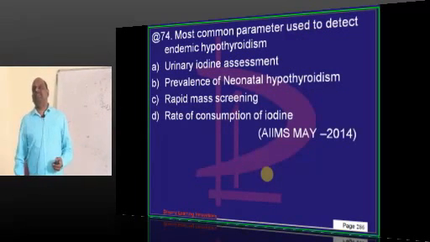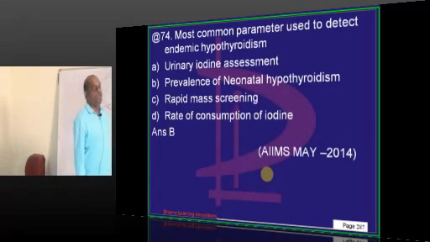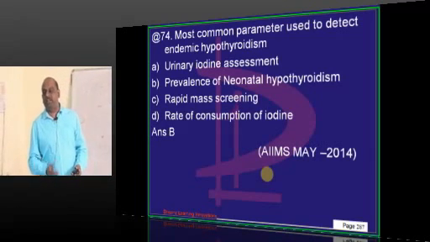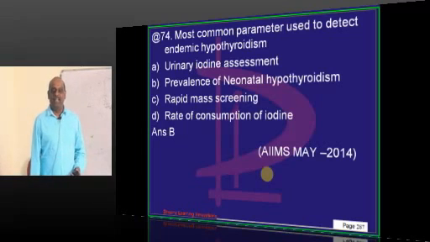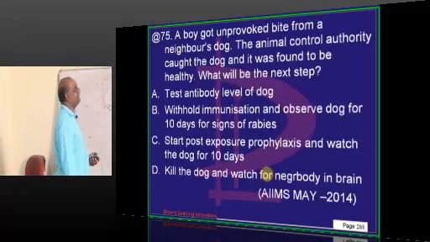What is the best way to assess endemic hypothyroidism? It was an AIIMS May 2014 question. Neonatal hypothyroidism: the taste of the pudding is known by tasting it, the color of it or anything else cannot tell how it is. How effective your control program is, is known only by finding newborn babies who are showing hypothyroidism.